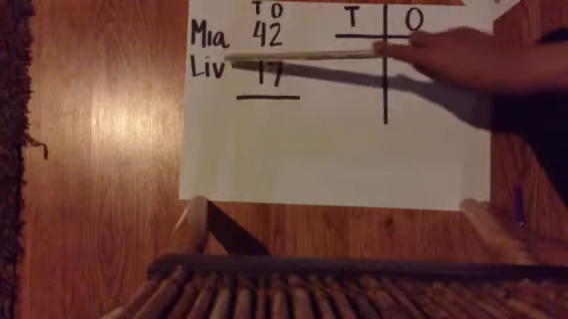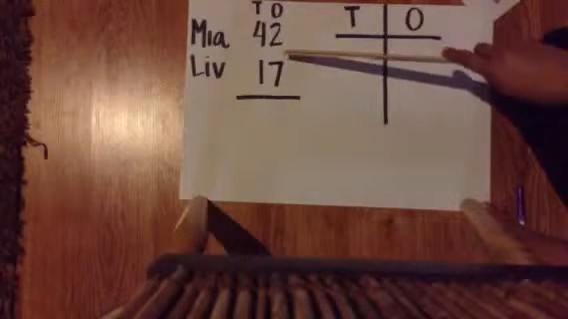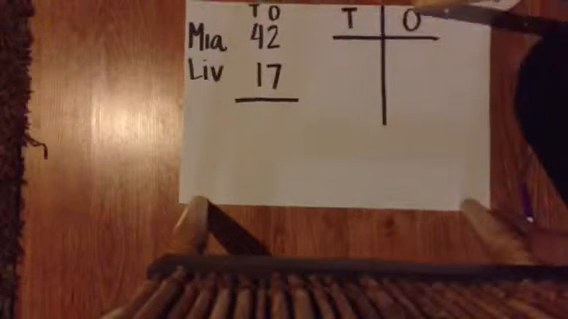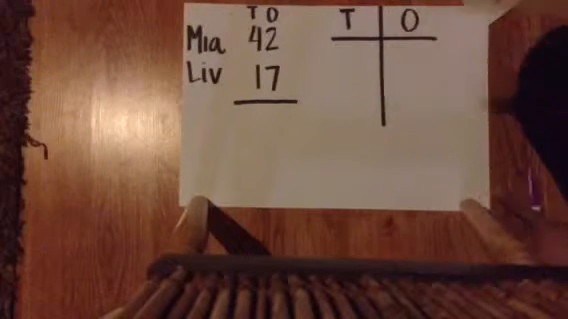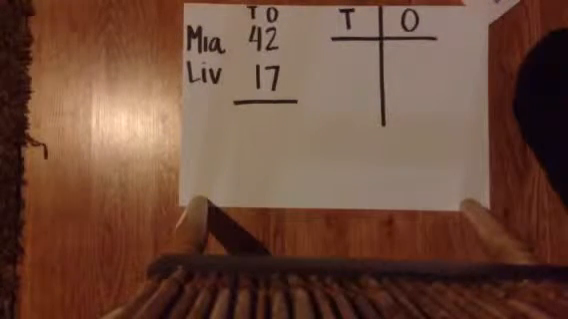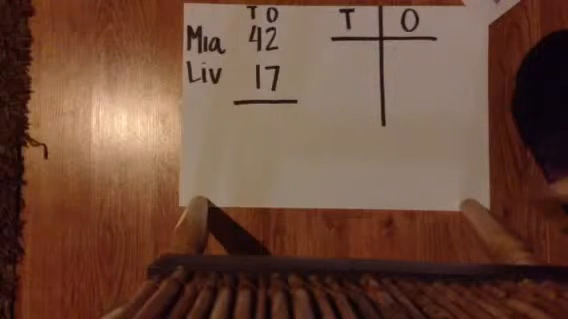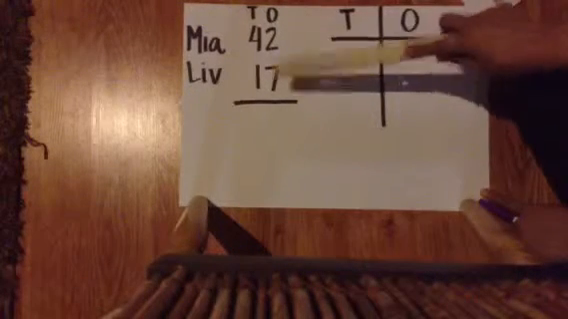Again, Mia has 42 cookies and Liv has 17. Notice on the left side I have created a place value chart with a section to put our ones and our tens. What place value do we always look at first? Right, the ones column.